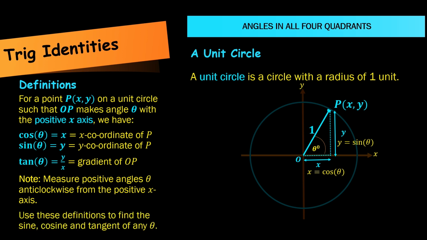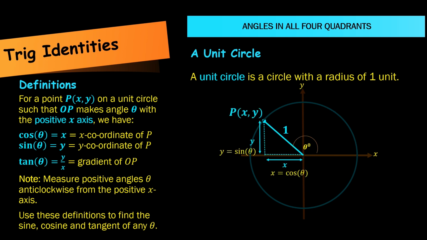We are now going to use these definitions to find the sine, cosine and tangent of any angle theta. Let's consider this angle theta. As you can see, it is obtuse. However, the definitions remain the same. When theta is obtuse, cos theta, however, is negative because the x-coordinate of P is negative.